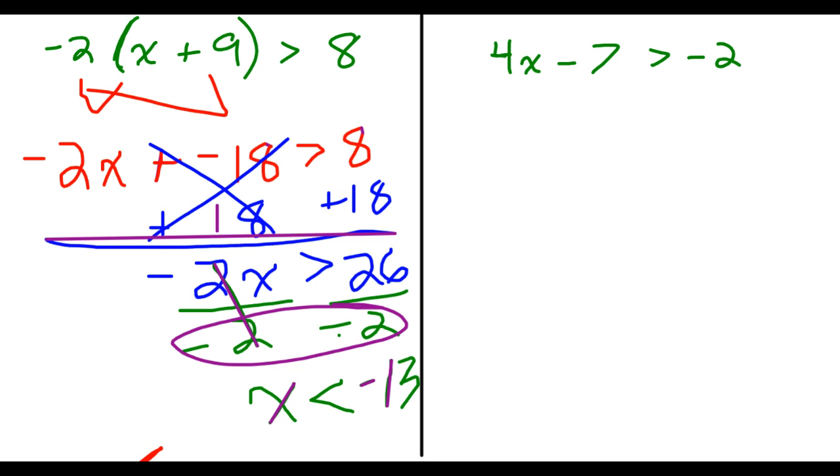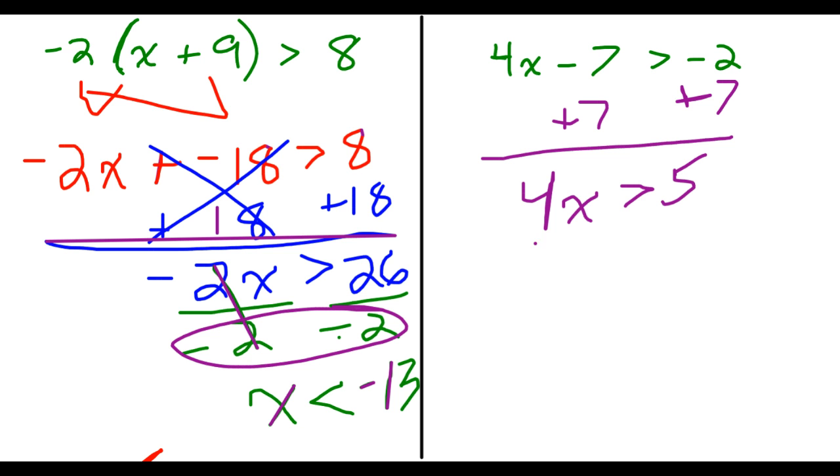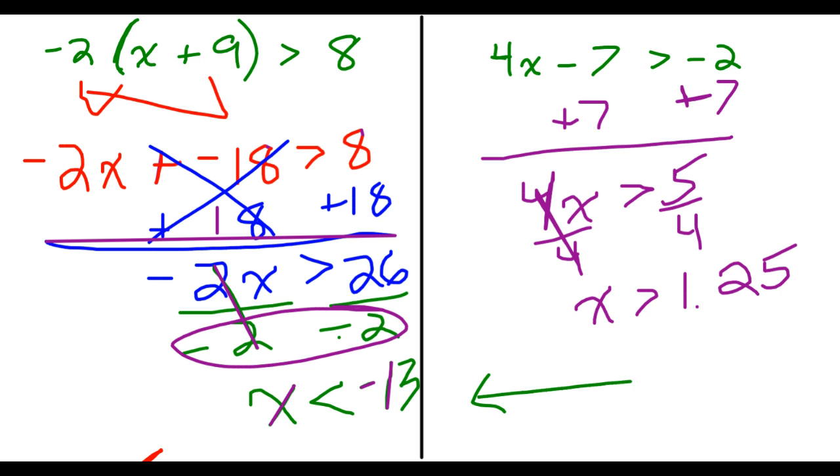And then for our last problem, we're going to add 7 to both sides first, get 4x is greater than 5, then divide by 4 to get x is greater than 5/4, or you can write it as a decimal if you prefer, which is 1.25. Number line, 5/4 is our most important number there. Open circle because it's strictly greater than, and everything to the right because we are looking for all the numbers greater than 1.25.